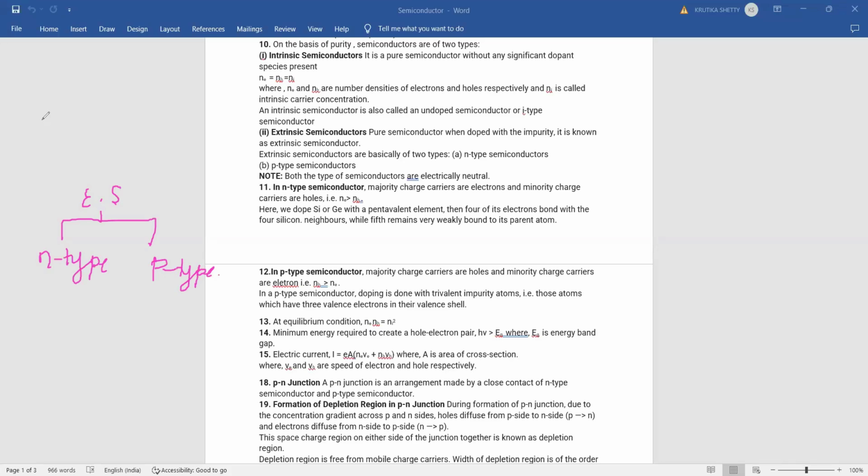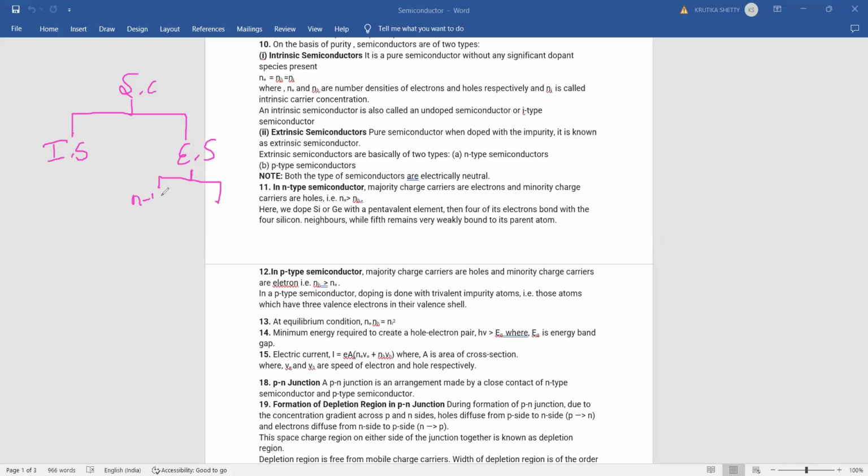So I'll repeat here, students. We are dividing the semiconductors based on the purity into two types. One is intrinsic semiconductor and one more is the extrinsic semiconductor. Intrinsic semiconductors are elemental semiconductors itself. By adding impurities to the intrinsic semiconductors, you are getting extrinsic semiconductors. And based on the impurities you are adding, the extrinsic semiconductors are divided into two types. One is the N-type semiconductor and one more is the P-type semiconductor.